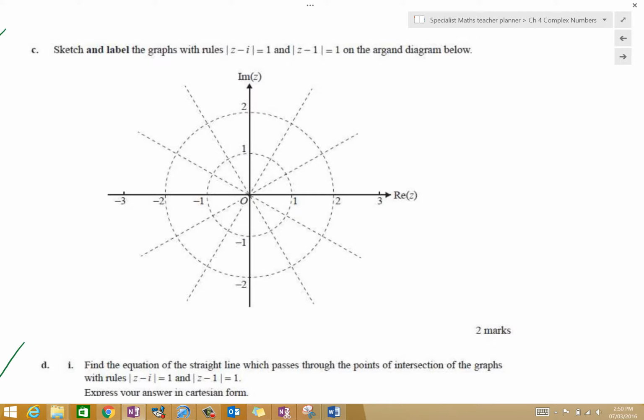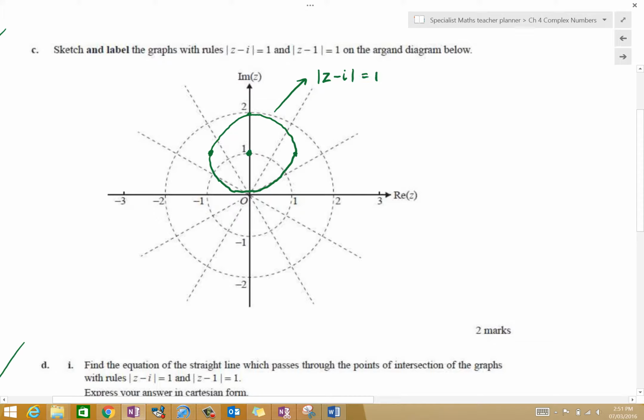So what do I have? I have a circle which is centred at i and has a radius of 1. So in other words, there you go. Let's just try and map that out. It's going to go across here, it's going to go up here. So I've got a circle which is going to look a bit like so. Okay, there's my first circle. So that is a sketch on the Argand diagram of that.